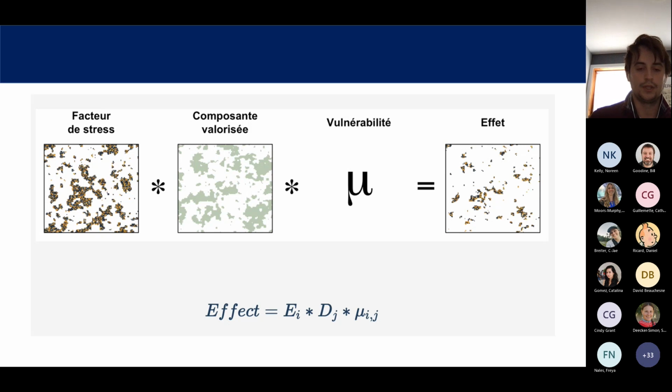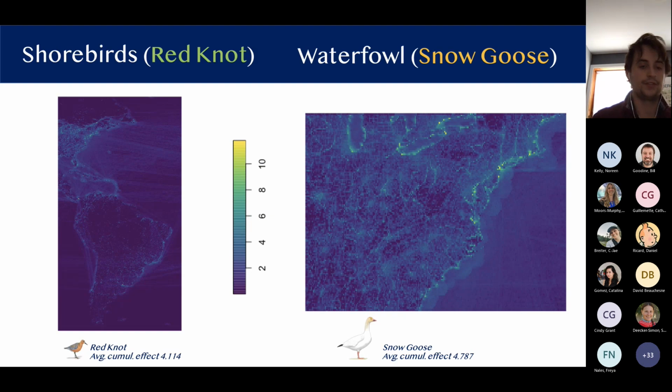And when we look at it from that perspective, we'll probably see this number of 4.1 going much higher because the average cumulative effect is actually worse when we consider the biological ramifications of farmlands on red knot populations, and the snow goose average cumulative effect of 4.7 would go down because farmlands are actually greatly influencing their populations in a positive way.